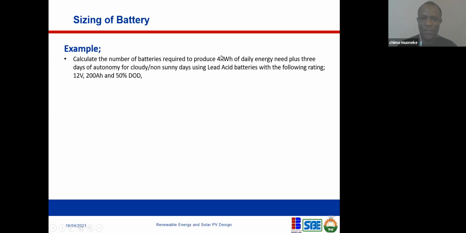Calculate the number of batteries required to produce 4 kilowatt hour of daily energy need, plus 3 days of autonomy for cloudy, non-sunny days, using lead acid battery with the following ratings: 12 volts, 200 amp hour, and 50% depth of discharge. So we need to calculate the number of batteries that we're going to need to produce this amount of energy. Let's see the solution.